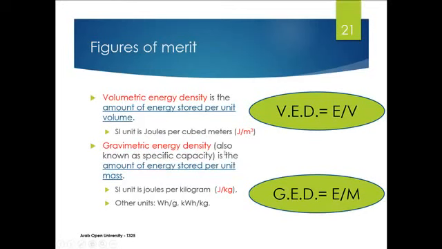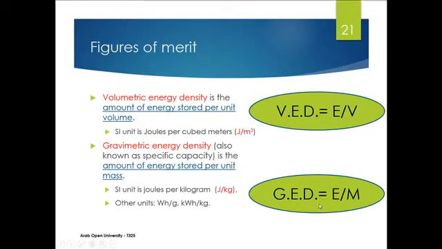Another figure of merit is the gravimetric energy density, which is equal to the amount of energy stored per unit mass, and this is why it is the ratio of the energy over the mass. The energy again is in joule and the mass is in kilogram, so the gravimetric energy density is in joule per kilogram. This is the SI unit.